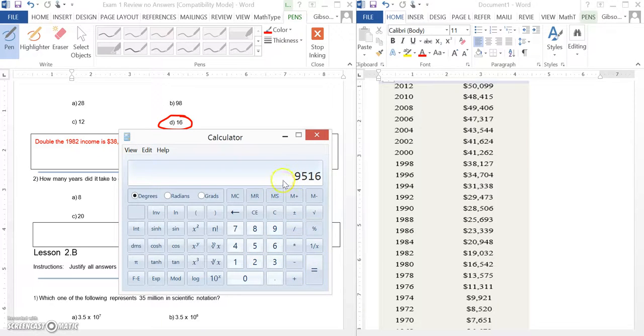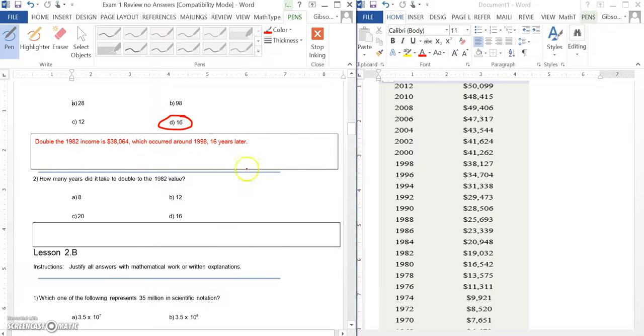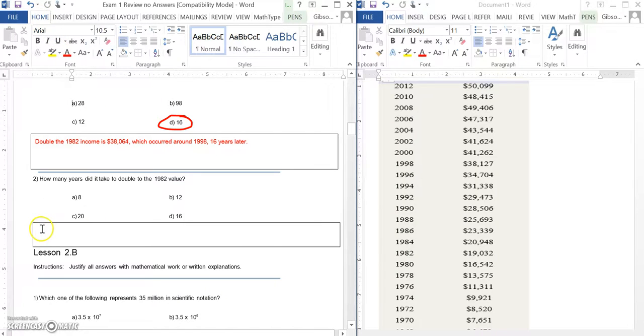Because what we're trying to find out is what the original number was, and then double that gave us the 1982 value. So what we're looking for is the number that's closest, or the year that has the household income that's closest to 9,516. And that year would actually have to be 1974, because 1974 is only about $400 off. Now, so we will go here and we will type this in.